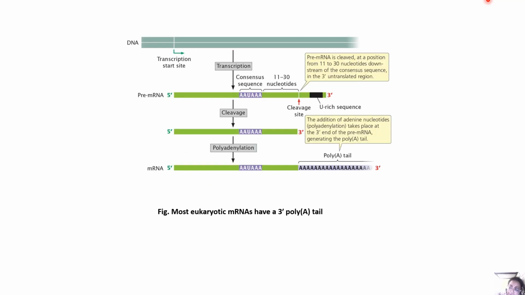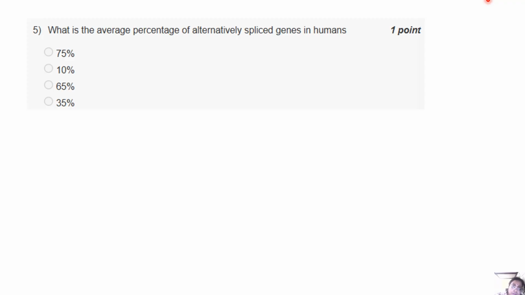Now, pre-mRNA is cleaved at a position 11 to 30 nucleotides downstream of the consensus sequence in the 3' untranslated region, and the addition of adenine nucleotides takes place at the 3' end of the pre-mRNA, generating the poly-A tail. So if you talk about what is the average percentage of alternatively spliced genes in humans, the question that we started with, the answer will be 75%. Okay. So if anybody has any doubt in this question, we can discuss, or we'll move on to the next question for today.